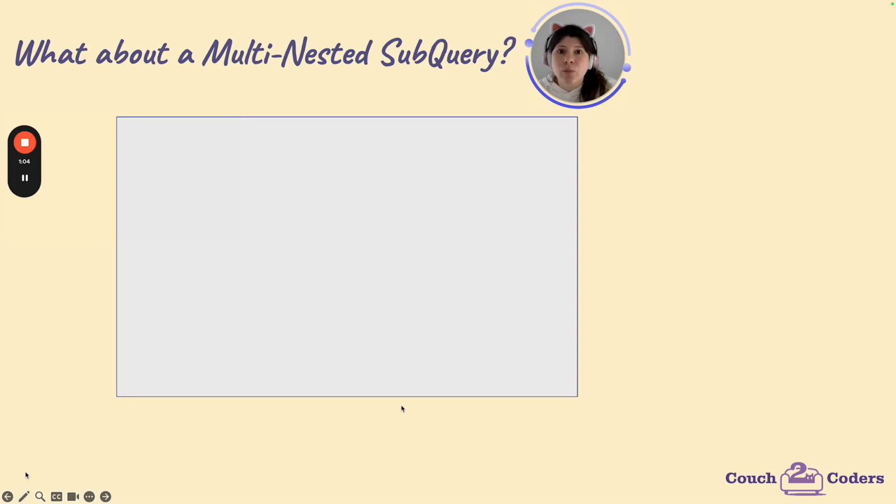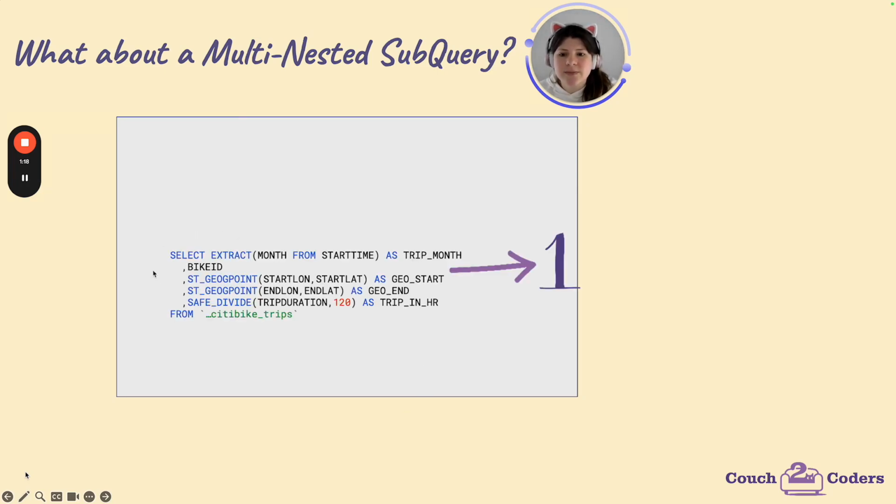Well, as we know, with CTEs, we go top down, but with subqueries, we go in, out. So our first step is we want to start with the first innermost part of our subquery and then build out. So this first part here, we would just get our base data. So we're just getting our trip month, our bike ID, using our new functions that we learned, stGeoPoint, so that we can get the start and the stop.